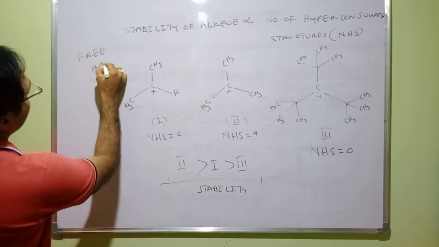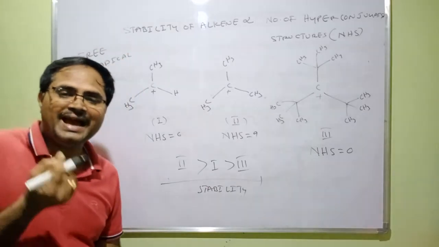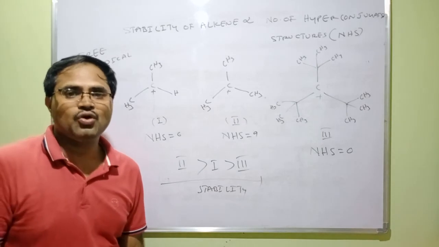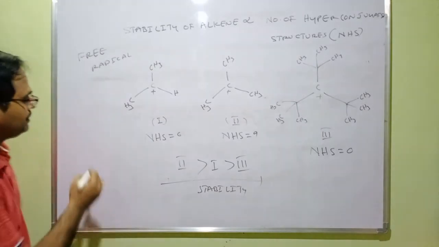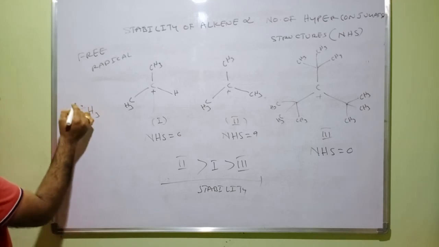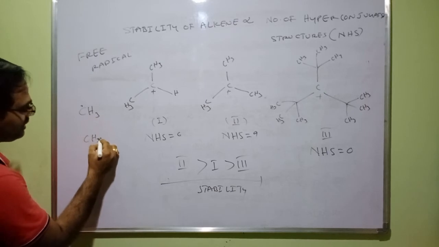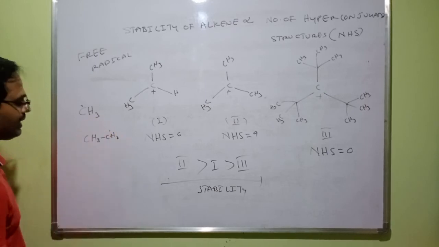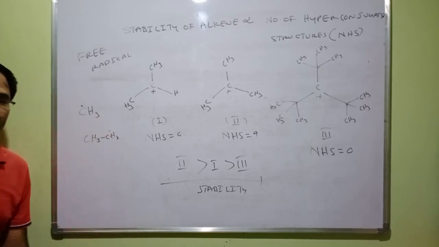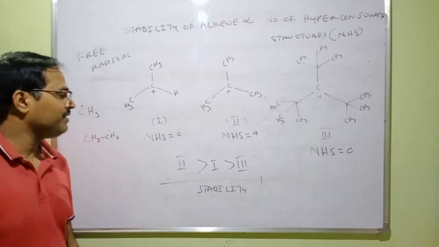What is meant by free radical? A carbon species which is carrying a single electron is called a free radical. We will represent free radicals like this. It is a carbon species carrying a single electron. One dot equals one electron. So this is CH3 radical, CH2 radical, CH3 radical. So any carbon species which carries a single electron is called a free radical.